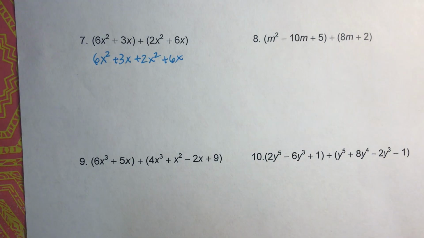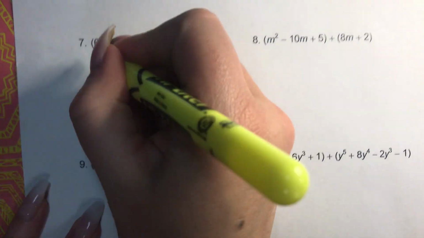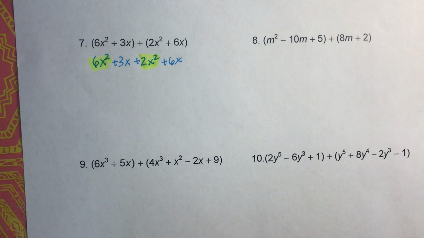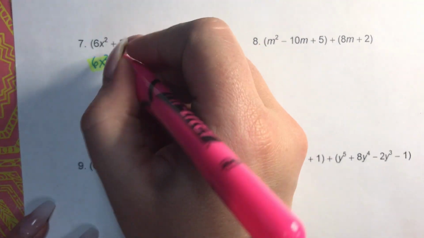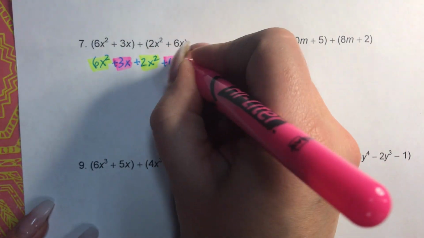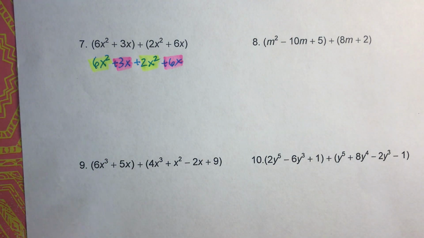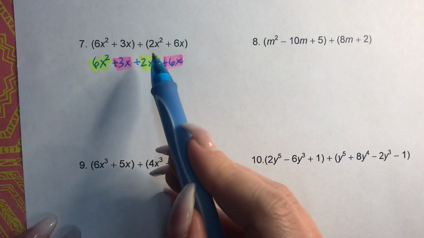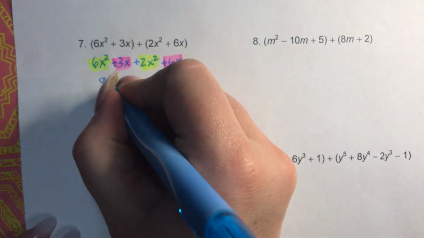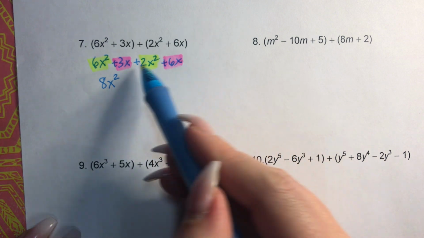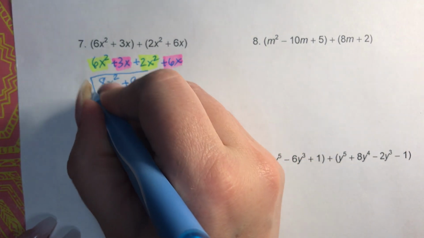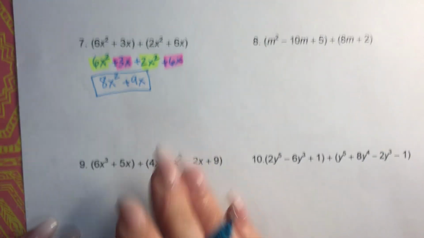Okay, now I just need to combine like terms. So I see that there is an x squared here and here. Okay, those are like terms, and I also see that there's just a plain x. So 3x here and 6x there. So we're going to start with the highest degree, which would be the x squared. So basically just 6 plus 2, which is 8x squared. And then here we got 3 plus 6, which is 9x. And that is our answer. So if you got that one right, great job.